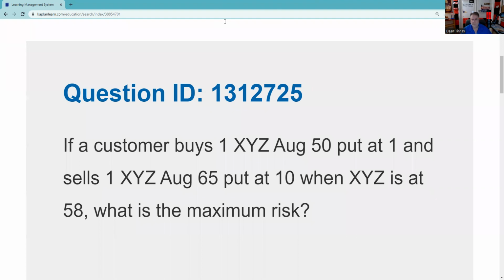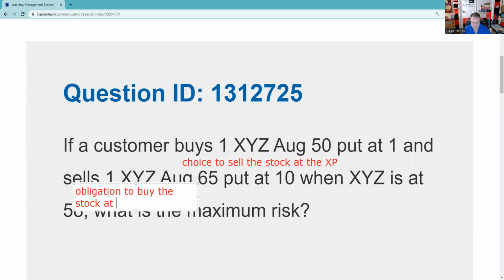All right, so let's get started on this one. Now, again, our time together is a buffet. Take what you like, leave what you don't. But what I like to do is underneath the optional leg, say, what am I looking at? Here, I'm looking at a choice to sell the stock at the strike price. XP means strike price. I like to put that there. And here, I'm looking at an obligation to buy the stock at 65. So that's an obligation to buy the stock at the strike price.